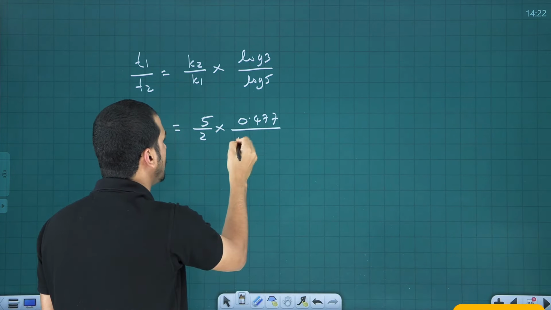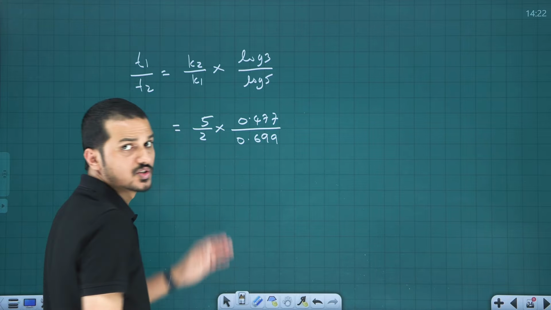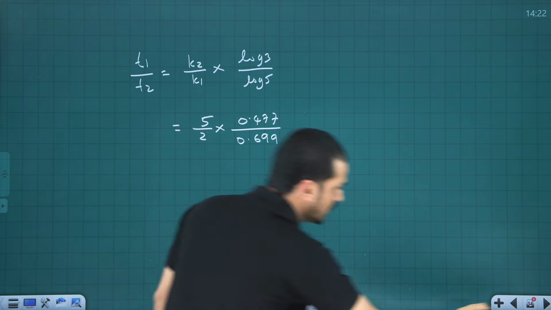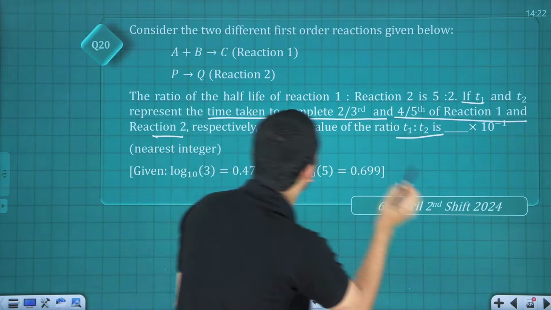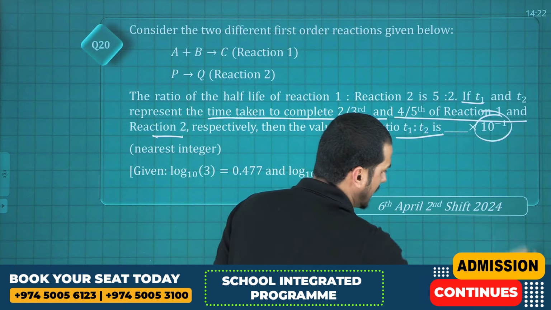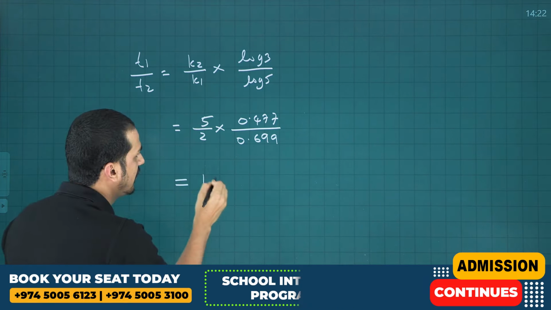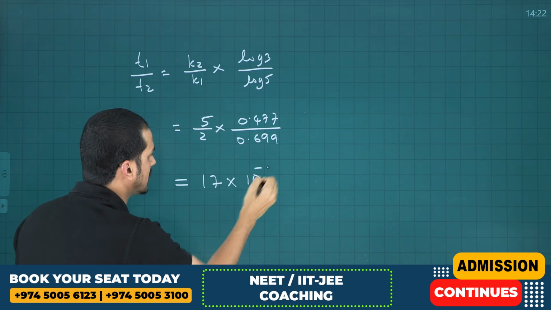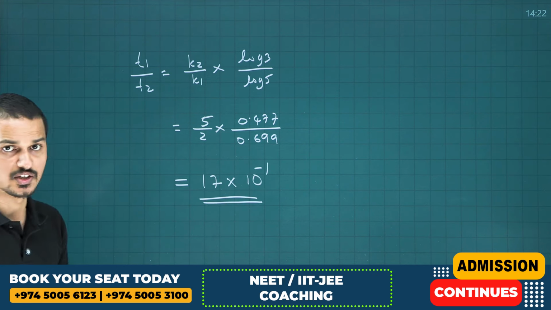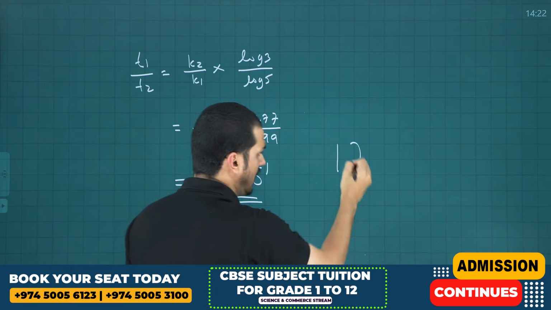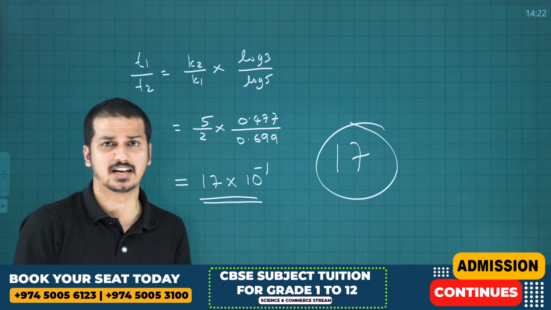0.477 divided by 0.699. Once you multiply this value, they are asking for it in the form of a number into 10 raised to minus 1. Solving this, it is equal to 17 into 10 raised to minus 1. So the integer type answer is 17. Clear, dear?